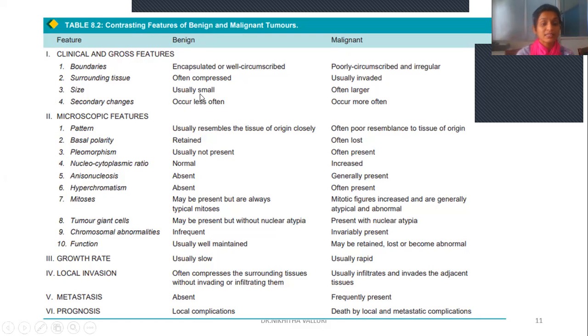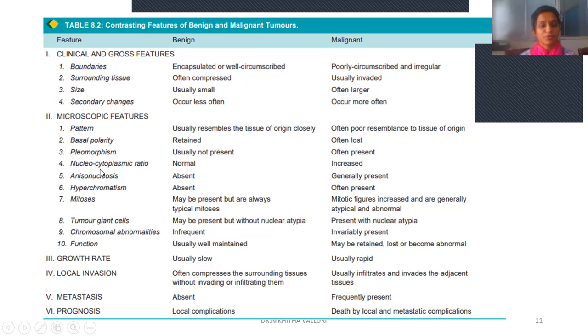Size: benign tumor size is less, malignant is often larger. Secondary changes occur less often in benign and more often in malignant because it causes damage to the surrounding and host cells. Then microscopic features, if you see this tissue under the microscope. Benign cells slightly resemble the tissue of origin, whereas malignant cells don't resemble the tissue of origin. Basal polarity is retained in benign; here the basal polarity is lost. Pleomorphism, that is, changes in the nucleus, is usually not present in benign; here these changes can be seen. And the nucleocytoplasmic ratio is normal.